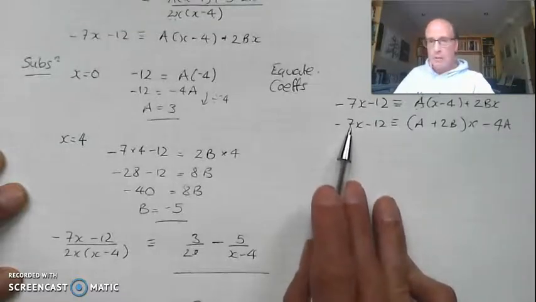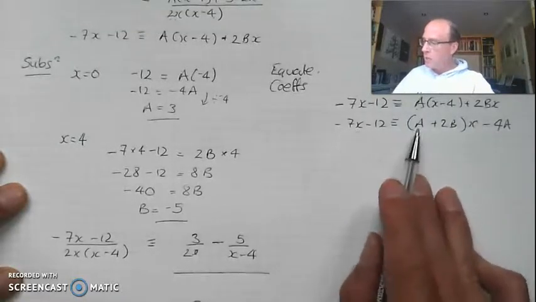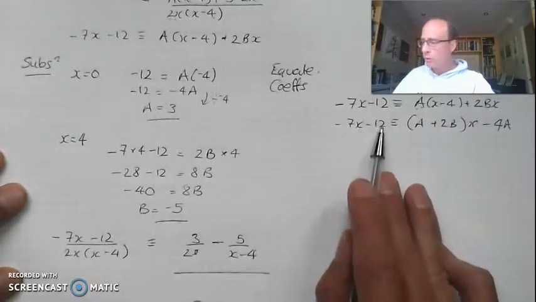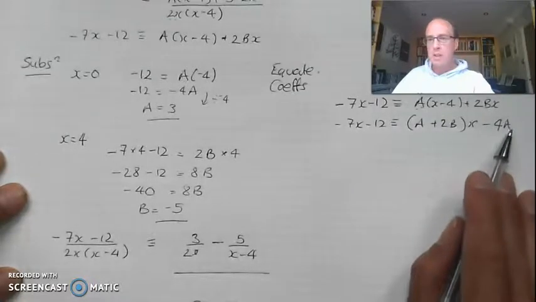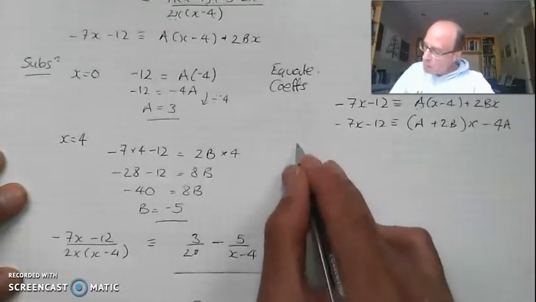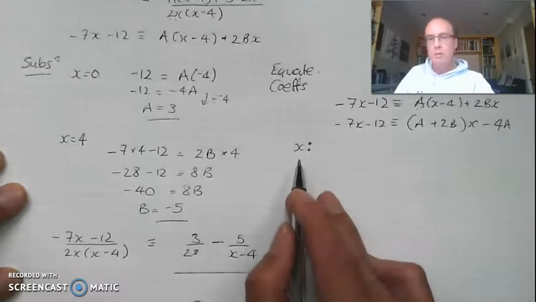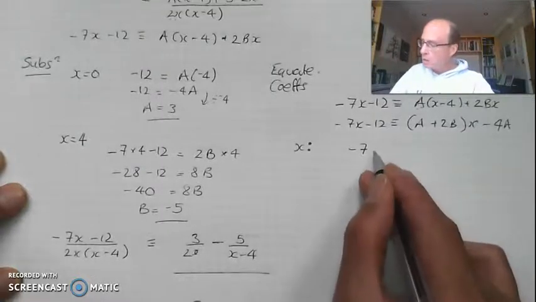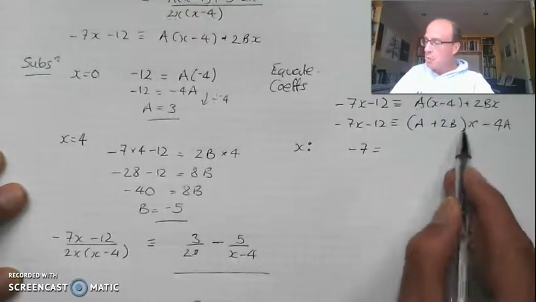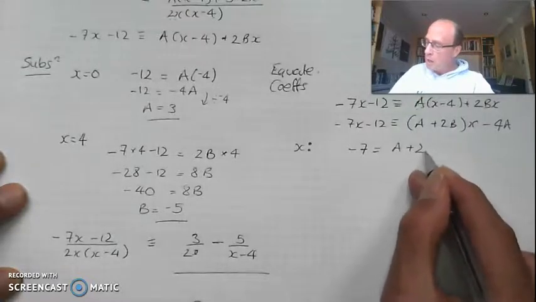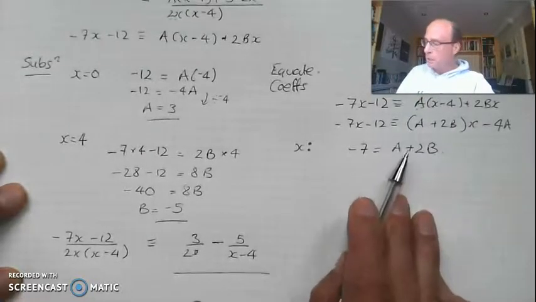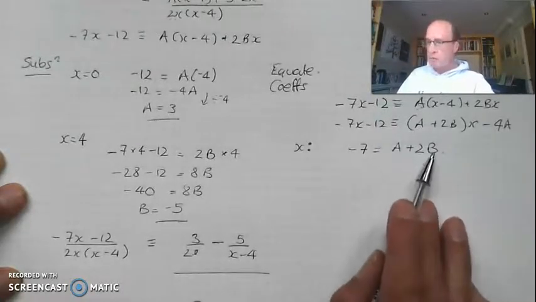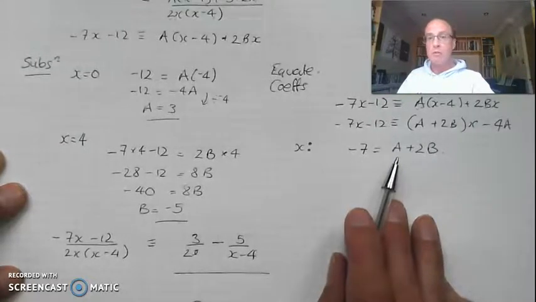So on the left, I've got negative 7 lots of x, equivalent to this a plus 2b lots of x. Then I've got a number, negative 12, and that must be equivalent to this negative 4a. So if I have a look at my coefficient of x, the number that I've got in front of my x, well, on the left I've got negative 7. That's got to be equivalent to this bit here, this a plus 2b. So negative 7 is equal to a plus 2b. I can't solve that yet. I've got an equation, I've got two variables, not got enough information to solve.